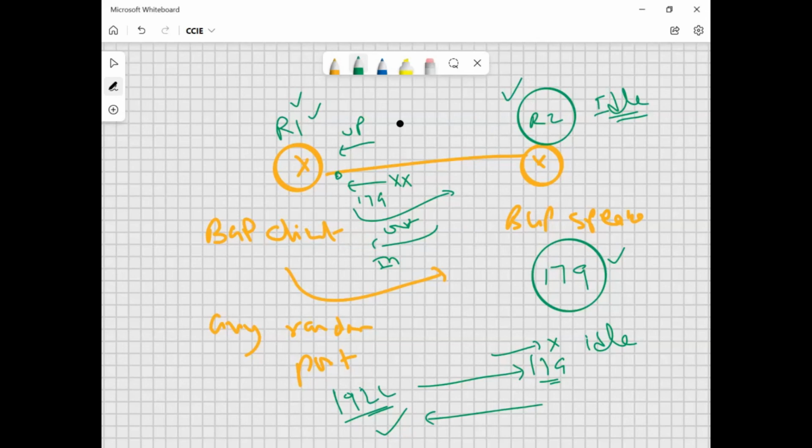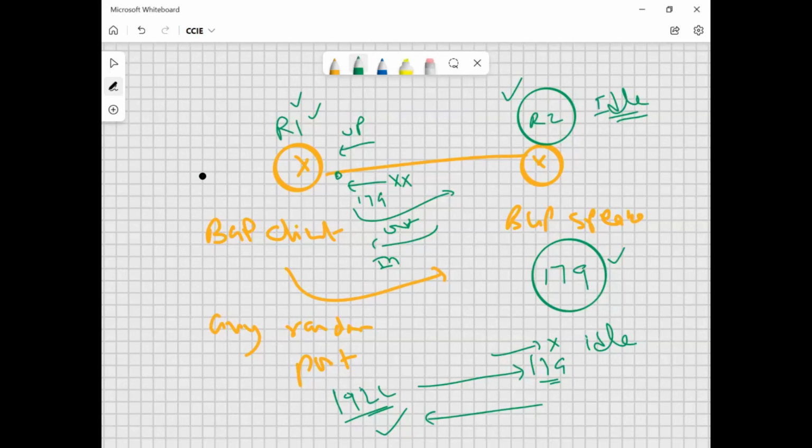Are you understanding these concepts? It is not like RIP, where both are using port 520, or both are using the same ports. No, here one side would be using one kind of port, but the second side is the client, and the client can use any port. I hope you understand this point. Multiple network engineers are not aware about these things.